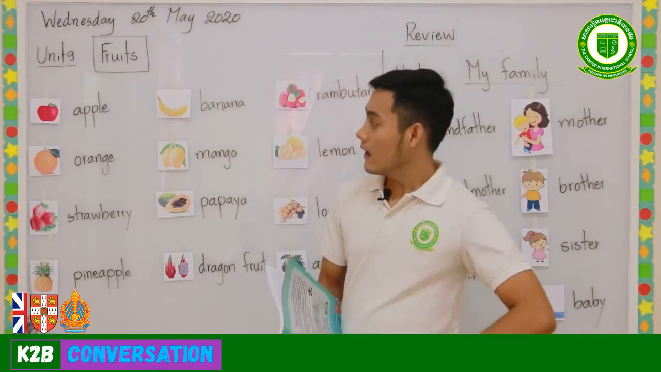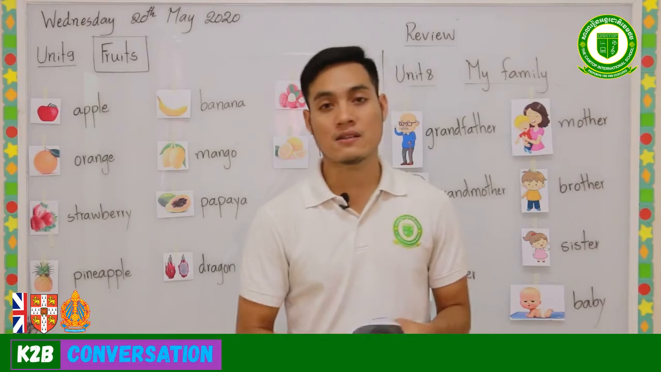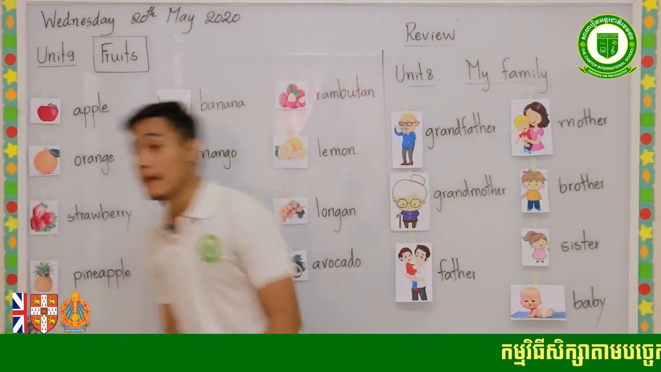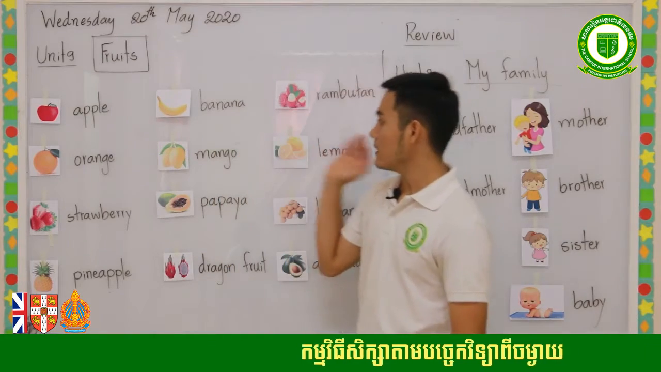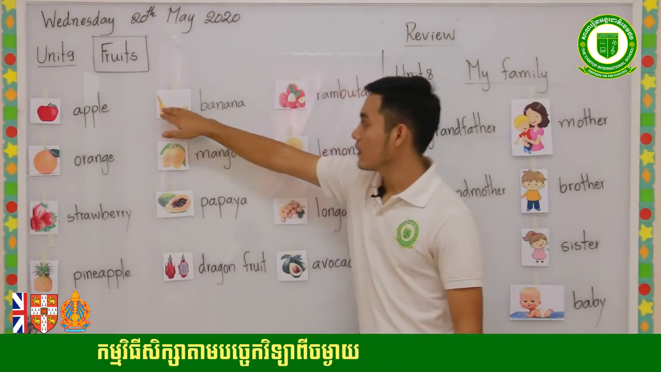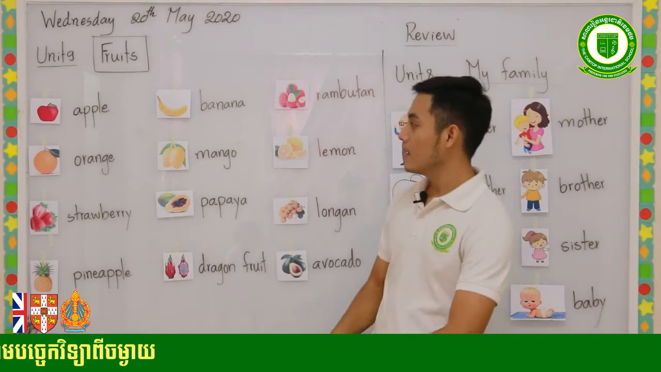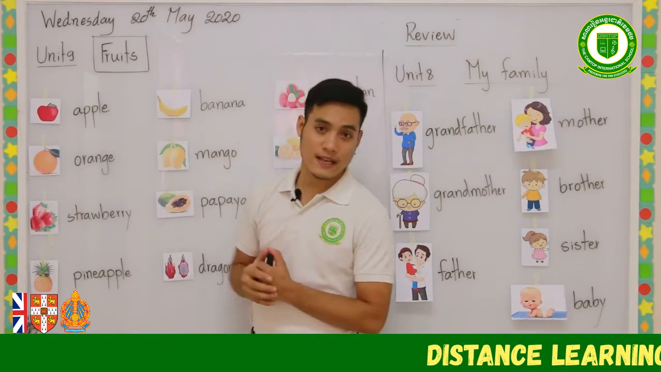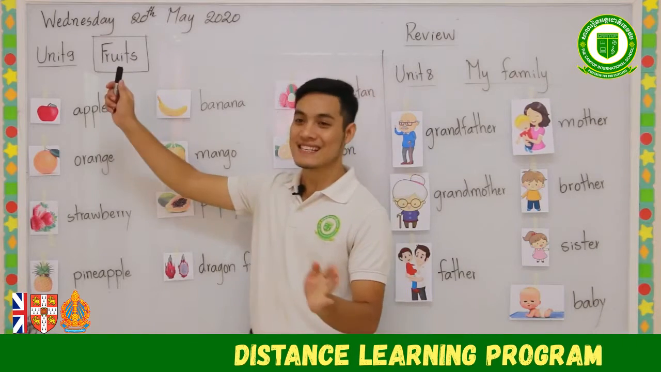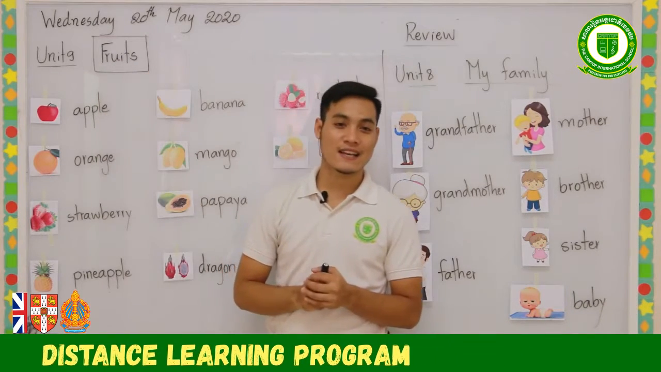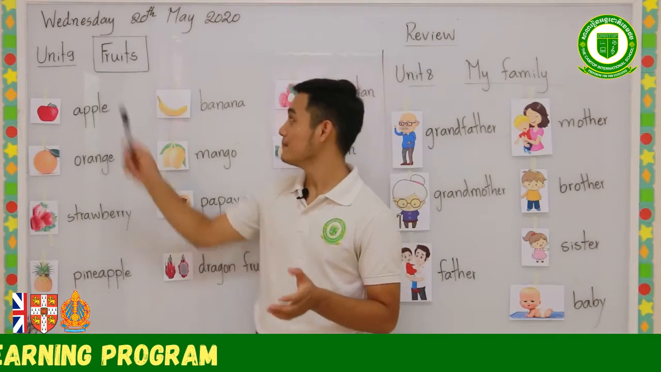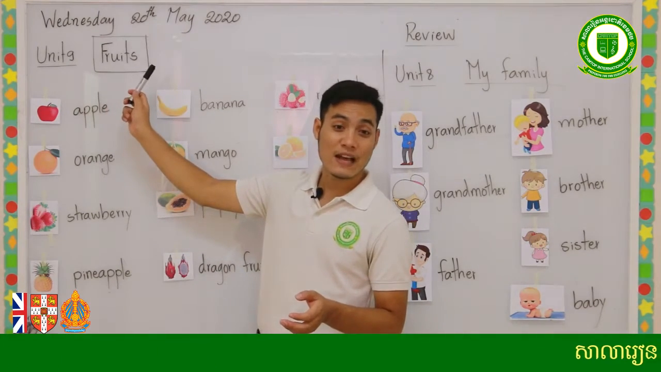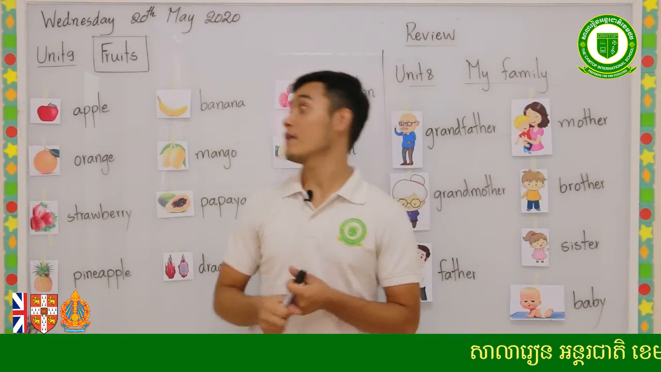Now we will go through our lesson. First, I will give you the key words, especially about fruits. We're going to look and read together. This one is fruits. Read together, class. Fruits. One more time. Fruits. Again, fruits.